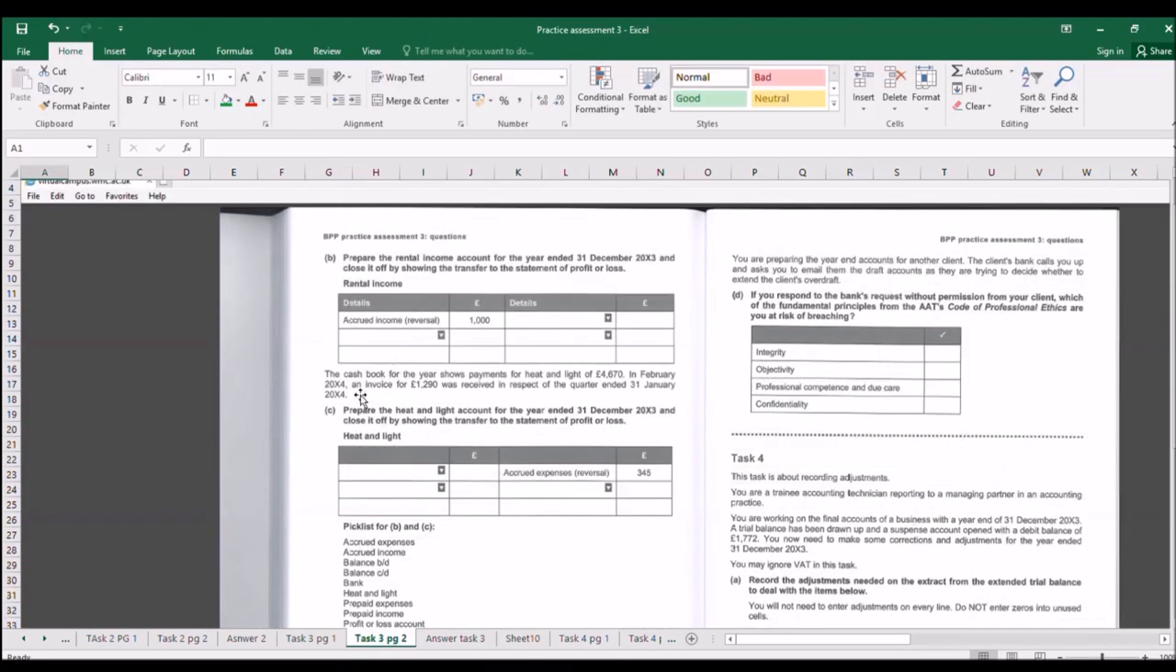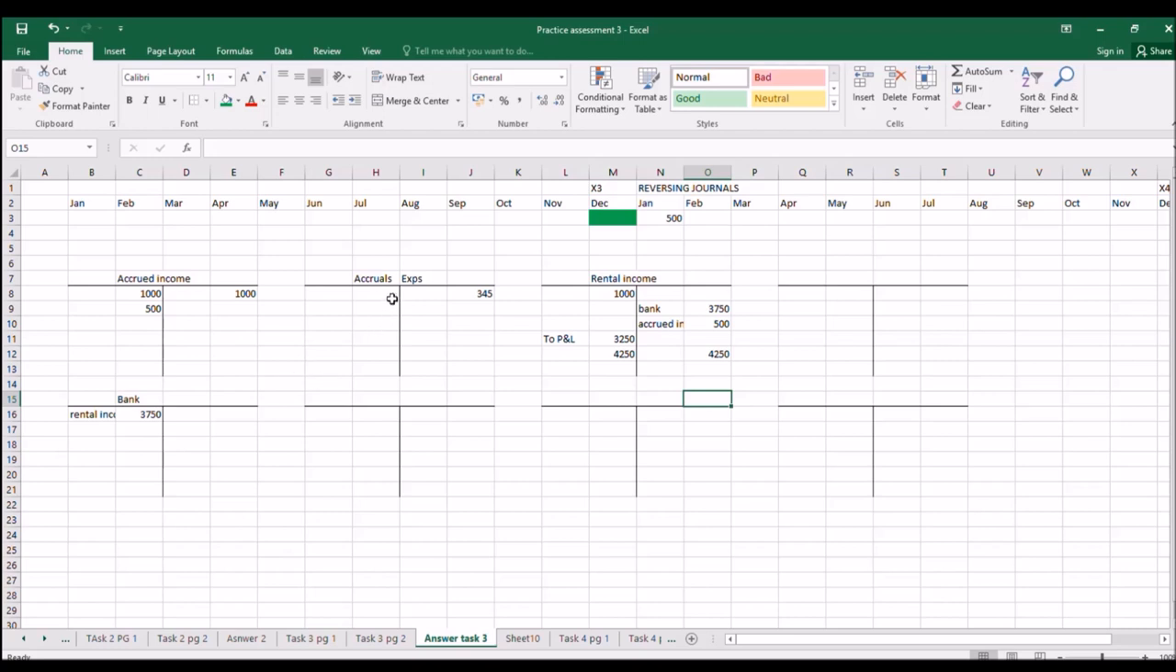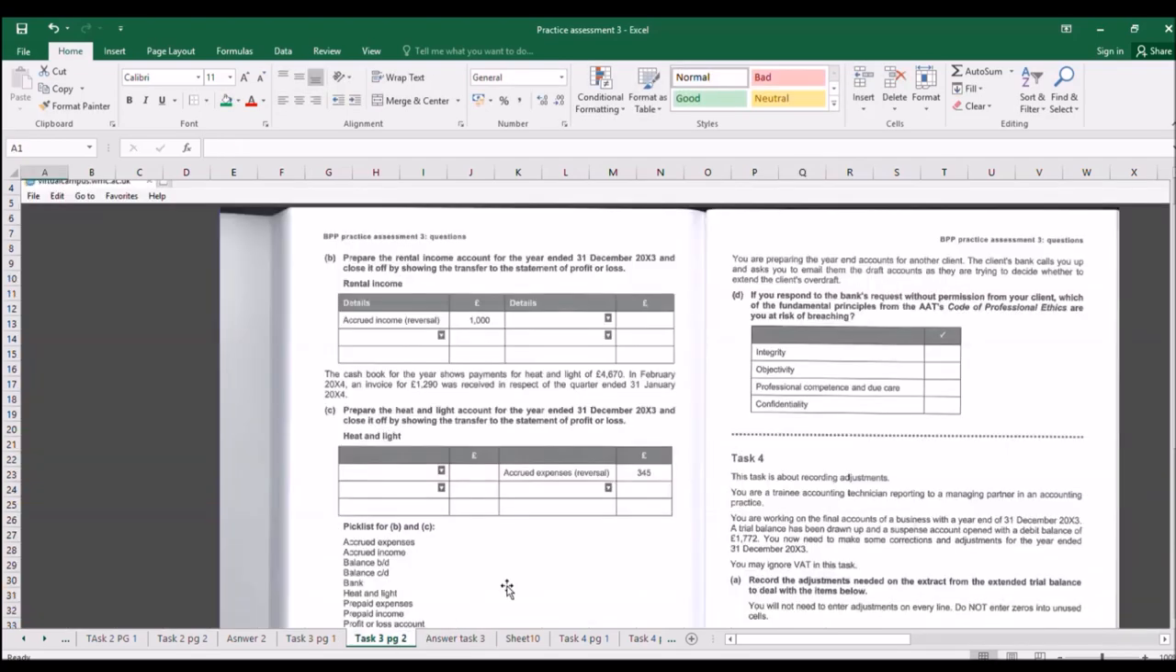Cash book for the year shows payments for heat and light of 4670. Okay, so payments are heat and light expenses. Heat and light expenditure, 4670. Because you would have gone for payments, so we would have gone credit bank, 4670. Heat and light there. And we've got bank here. Right.